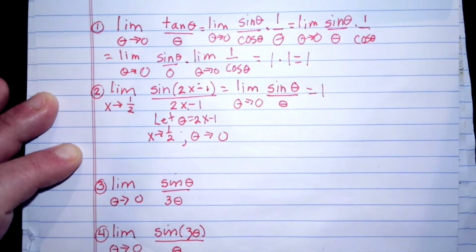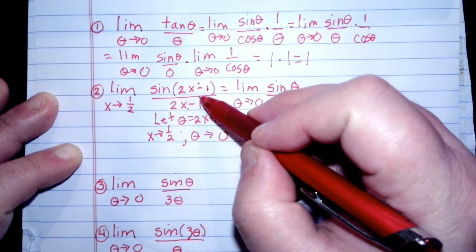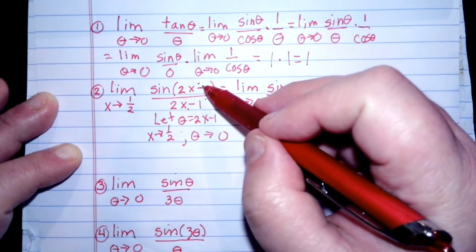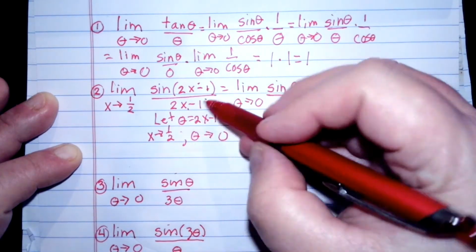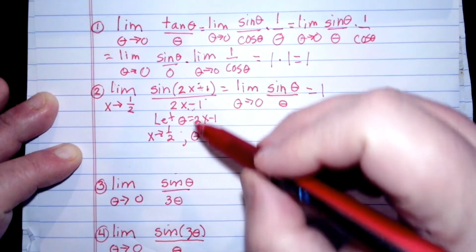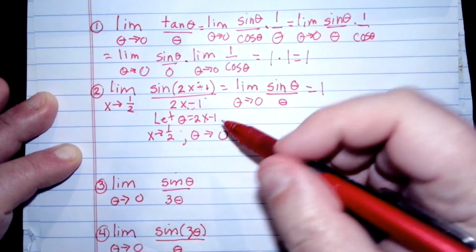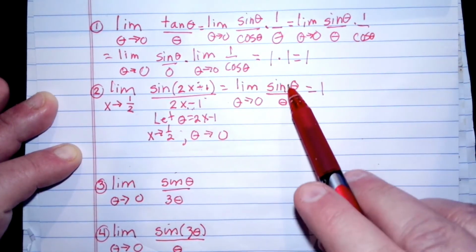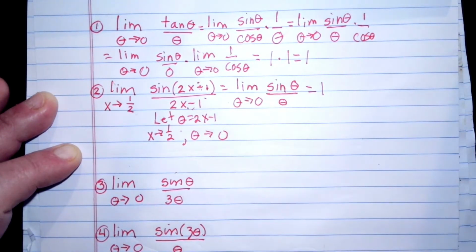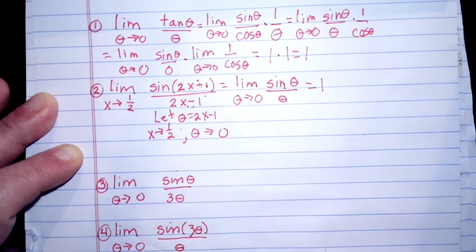So basically, here's the way I think of this. If I've got the limit of sine of some expression over that same expression, and again, these two expressions have to be identical, and they have to go to 0, then what we've got is equivalent to the limit as theta tends to 0 of sine theta over theta, and so the limit is just 1. More on that in just a moment.